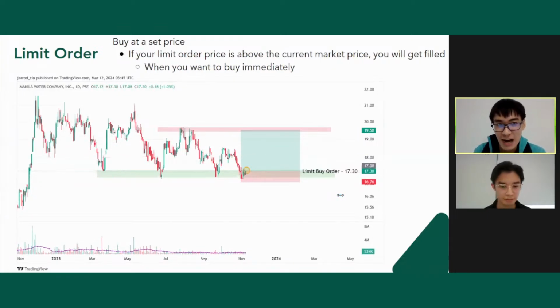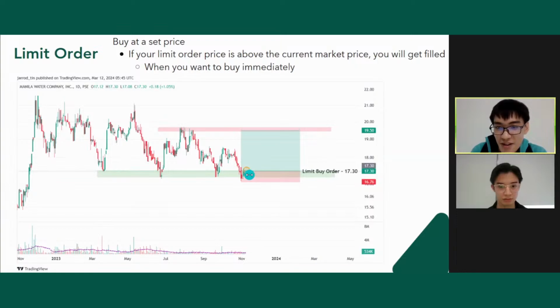So here's another example. Limit order pa rin siya, pero you want to buy now na, right? So you can see, if you're another type of trader na you don't want to anticipate the bounce, parang gusto mo makita na nagba-bounce na siya bago mo bilhin. So example here, it's already at support, tapos nagba-bounce na siya, then you're like, okay, I want to buy here at this price na mismo.